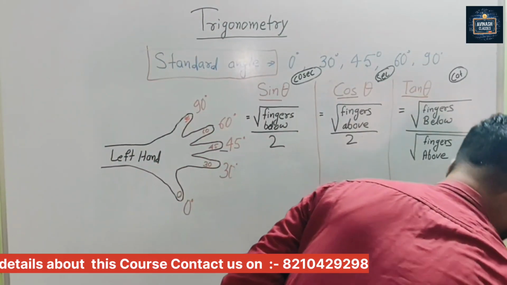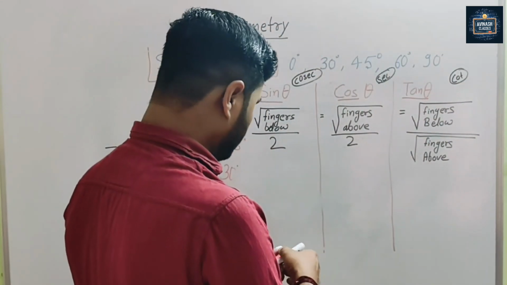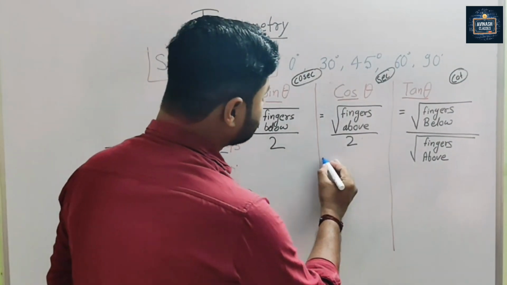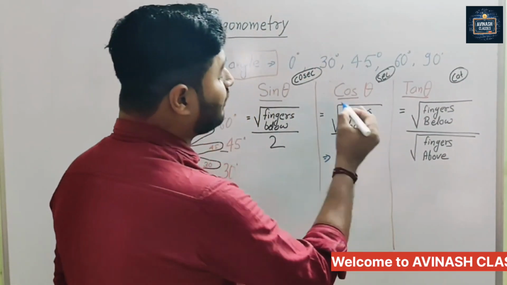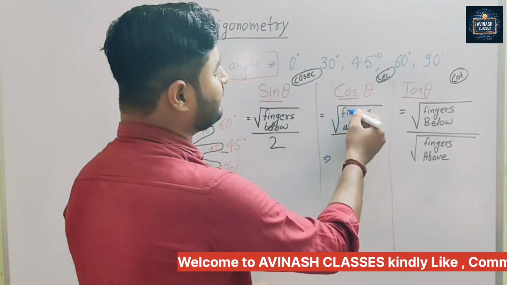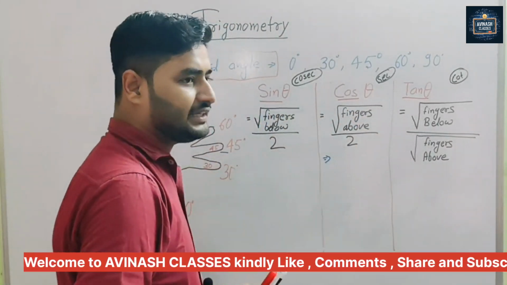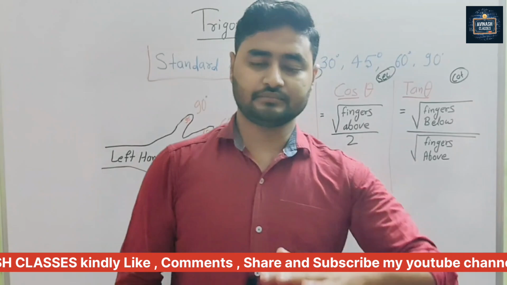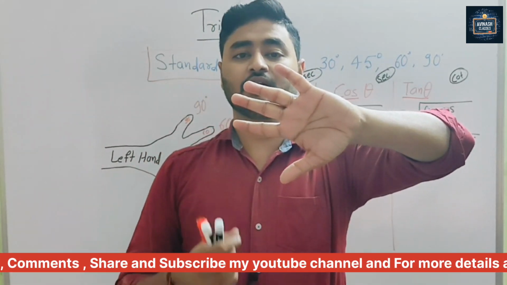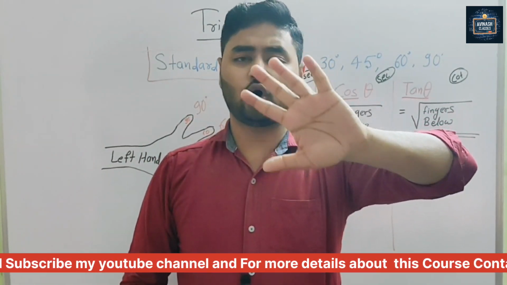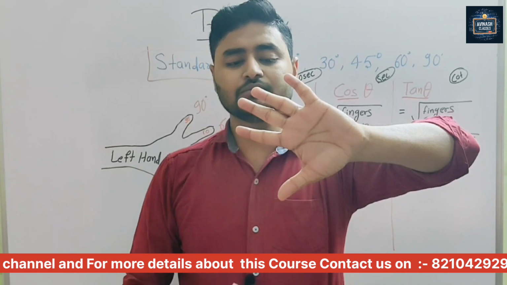Cos. When we have to find the cos, at that time what we have to do? Finger above by root under finger above by 2. As example, again, this is our finger. Now we have to take cos 30 degree.